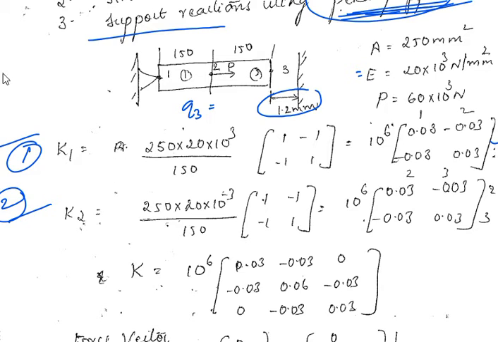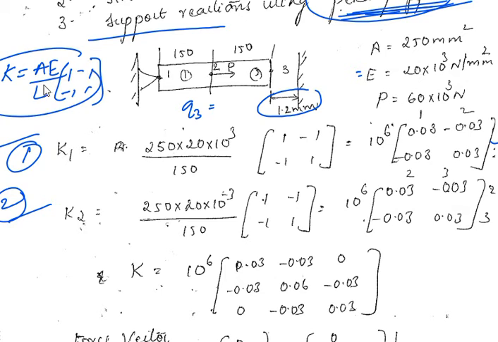So k1 is equal to what? For the bar element, k is equal to A E by L times the matrix 1, minus 1, minus 1, 1. This is the basic formula where we substitute A1, E1, L1. Same thing done, and finally we got this as equation number 1. This is equation number 2, because here the values change to A2, E2 by L2. Same equation, you got this value.